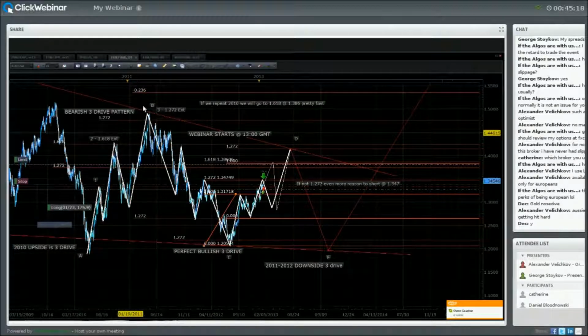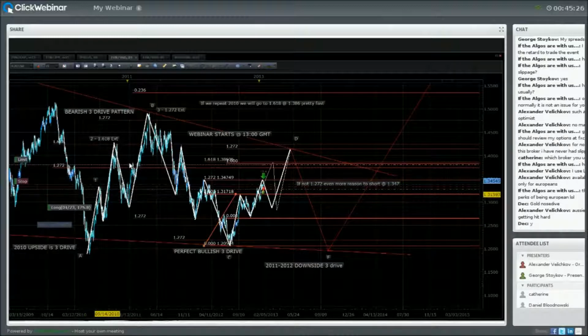The upside from 2010 to mid 2011 was in a three-drive pattern. This was the first leg, this was the second leg. The second leg went all the way up to the 161.8 extension, and the third leg went to the 127.2 extension.